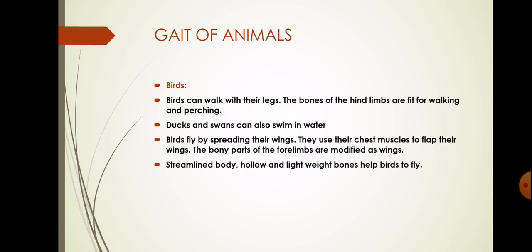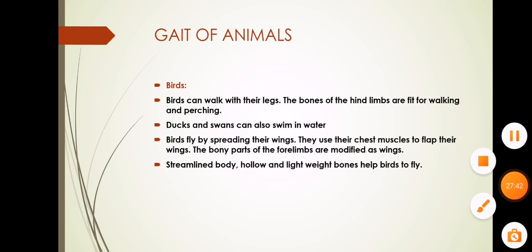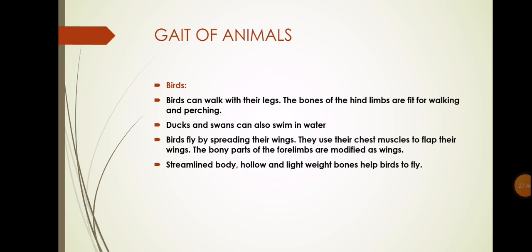Here we are going to discuss the different types of locomotion that take place in the body of different animals. If you discuss the bird, a bird can basically walk with its legs.